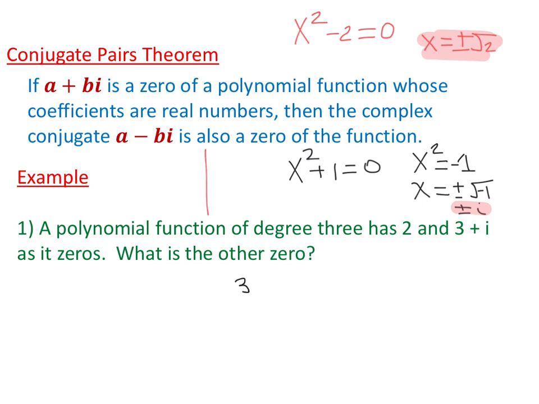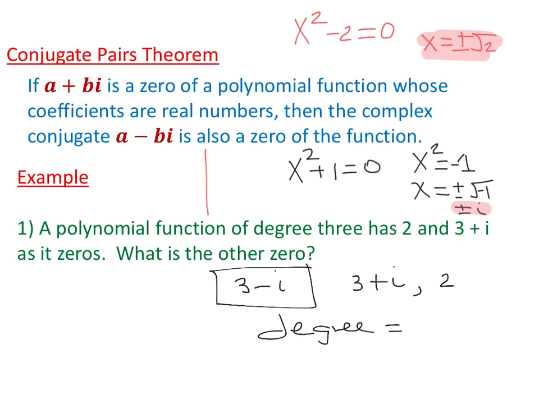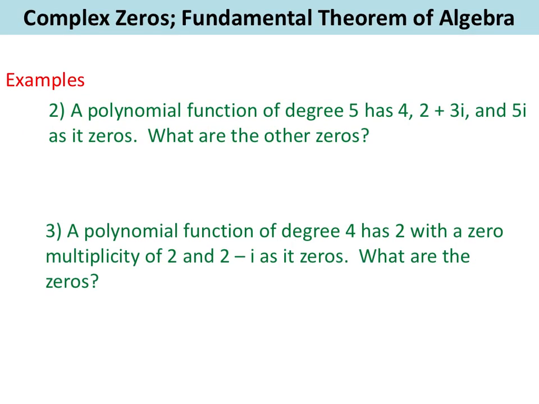So all the zeros now, so this is the missing one, not 3 plus i, but 3 minus i. So that's the answer. And remember, the other zeros are 3 plus i, the one which we are given, and 2. And we know here the degree is equal to 3 because it has 3 zeros, and according to the Fundamental Theorem of Algebra, we have 3 zeros. Okay. Now, let's go to the next one.